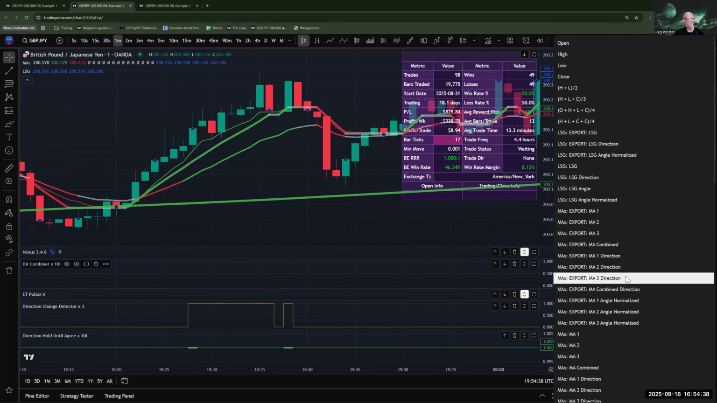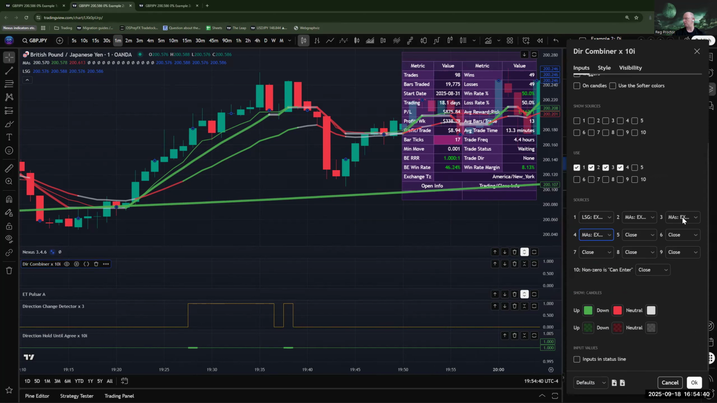MA3. And notice we're just pulling the direction from there, not the actual price. And then on the second one, we did direction on the first one. So we're just pulling the direction from all of these. So because these are my indicators, direction in this case means -1 means going short, 0 means flat, and +1 means going long. So just for your information.